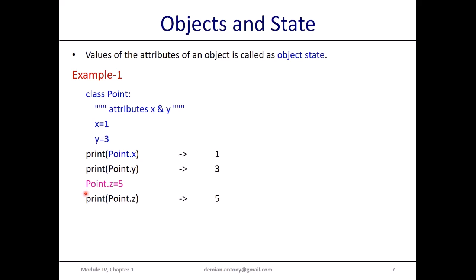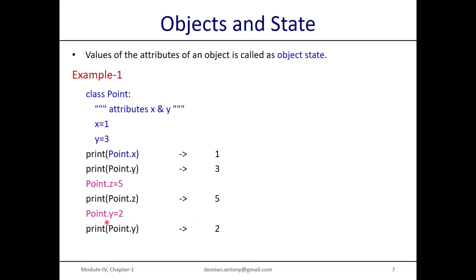And now we add one more attribute, that is z. It is allowed now because so far we have not created any object of point. Point dot z is a new attribute that is being added now. Point dot z is equal to 5, and let's print the value. The value of point dot z is now 5 because point dot z is assigned the value 5.